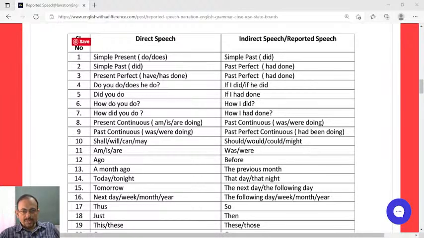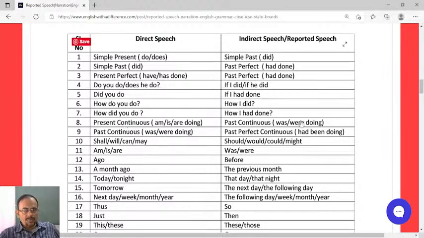You see, dear students, simple past becomes past perfect, right? Do, does becomes did; did becomes had done. Present perfect, meaning have or has done, becomes had done. Do you do becomes if I did. Does he do, if he did. Did you do, if I had done. How do you do, how I did. How did you do, how I had done.